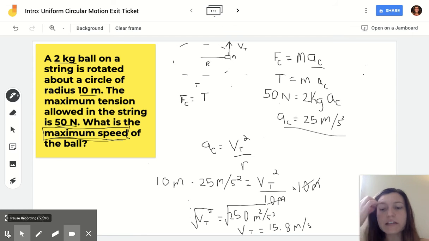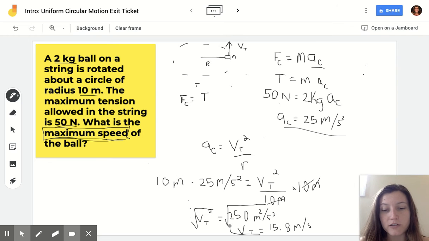And we got 15.8 meters per second is the maximum speed in which that object can move around the circular path without the string breaking.